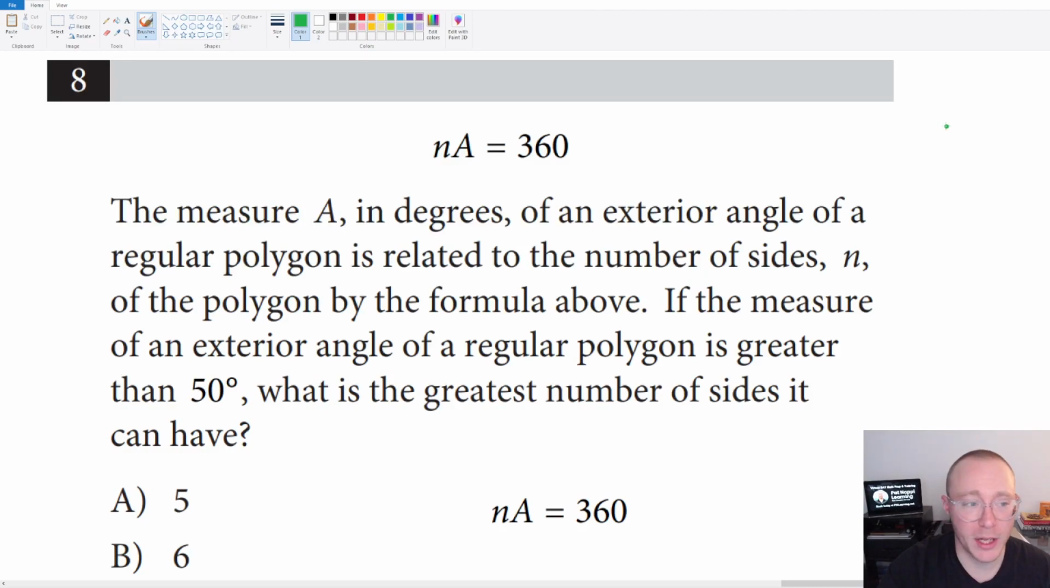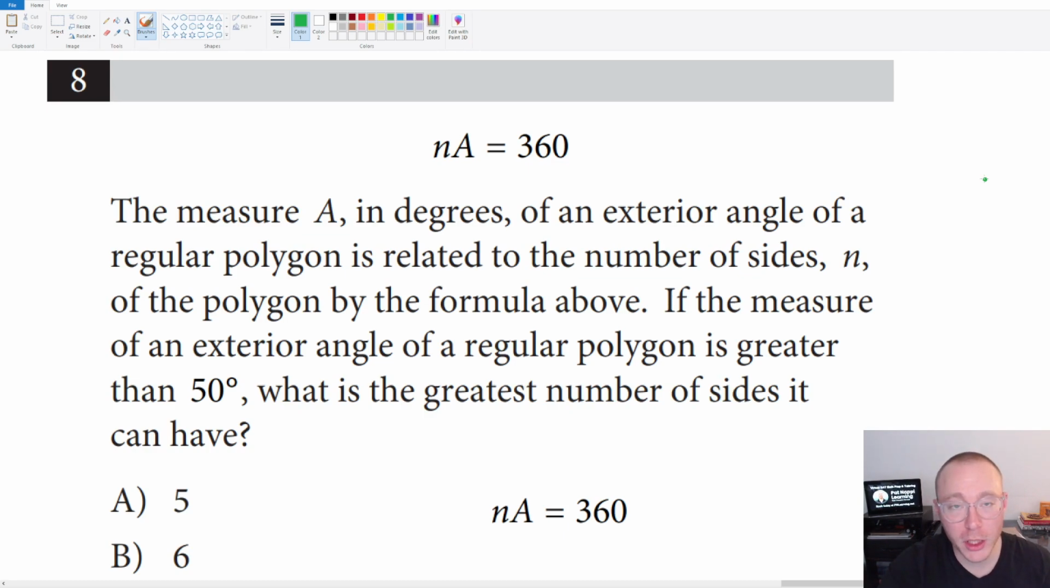Okay, so for number 8, we have a question that says n times a equals 360. The measure a in degrees of an exterior angle of a regular polygon is related to the number of sides n of the polygon by the formula above. If the measure of an exterior angle of a regular polygon is greater than 50 degrees, what is the greatest number of sides it can have?